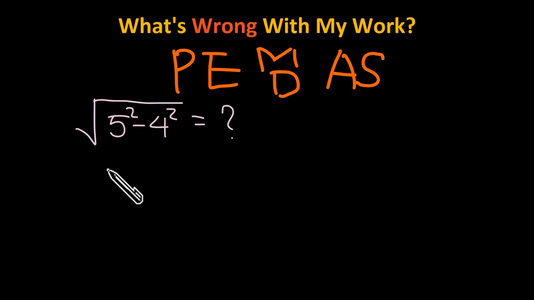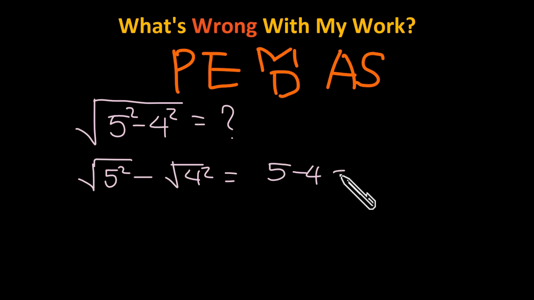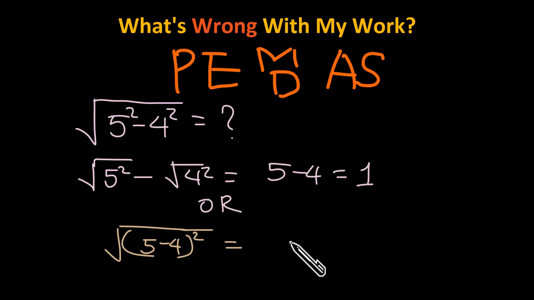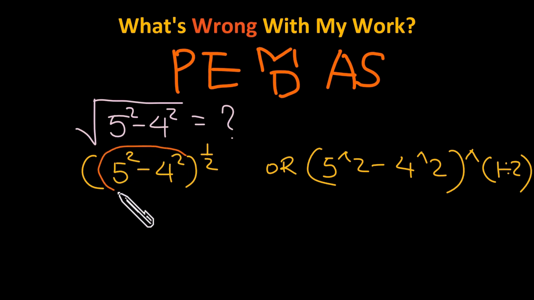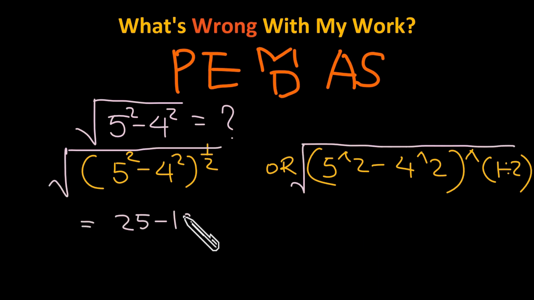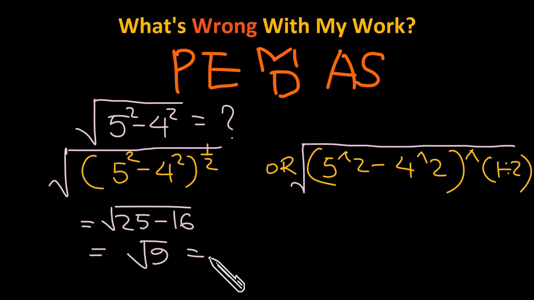If we make the same mistakes we made in the previous problem, we will get the square root of 5 squared minus the square root of 4 squared. That's 5 minus 4 is equal to 1. Or the square root of 5 minus 4 squared, that is the square root of 1, or 1. Okay, what if we express the square root in an exponential form, like this or this? Then it's pretty clear that the part inside the parentheses must be done before this exponent. And when we do that, we will get the square root of 25 minus 16, or simply the square root of 9, or 3, which is the correct answer.